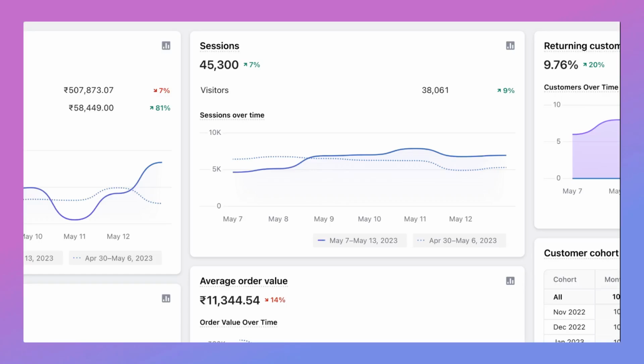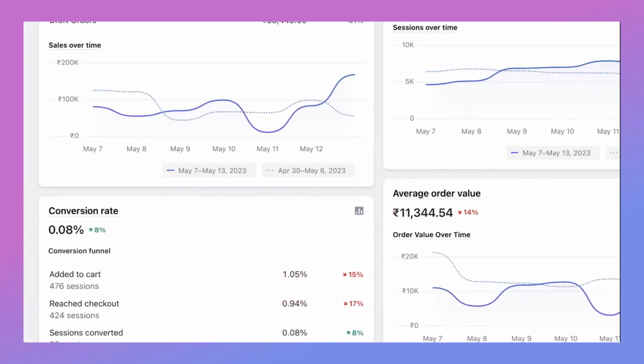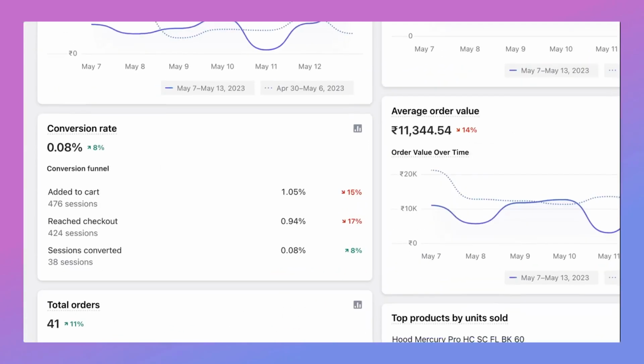The second thing we need to see is how our conversion rate is doing. Conversion rate or conversion funnel is how many people visited your store, how many people added to the cart, how many people reached the checkout, and how many sessions converted.